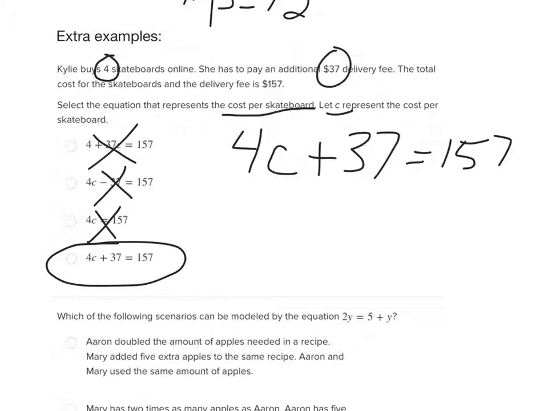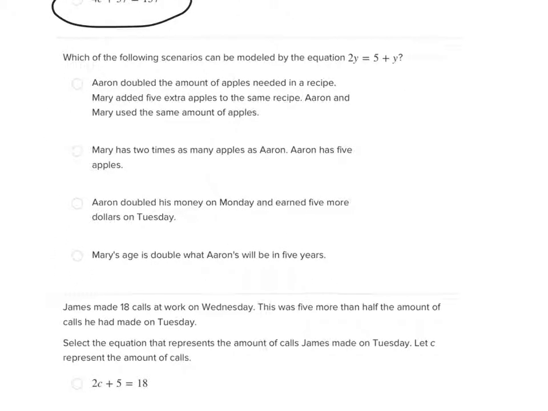Next question. Which of the following scenarios can be modeled by the equation 2y equals 5 plus y? All right, so let's look. Aaron doubled the amount of apples needed in a recipe. Mary added 5 extra apples to the same recipe. Aaron and Mary used the same amount of apples.